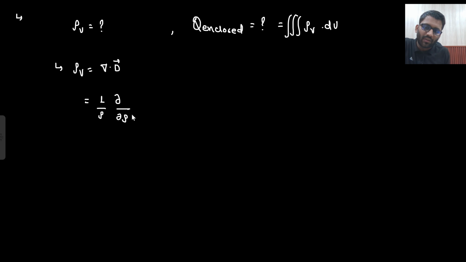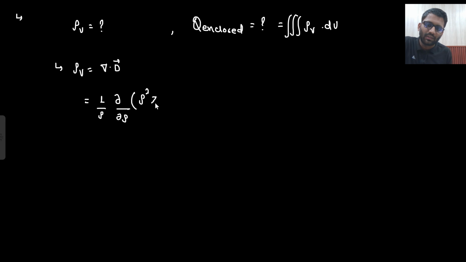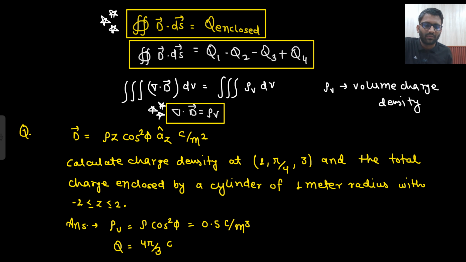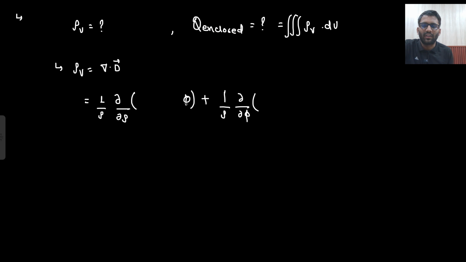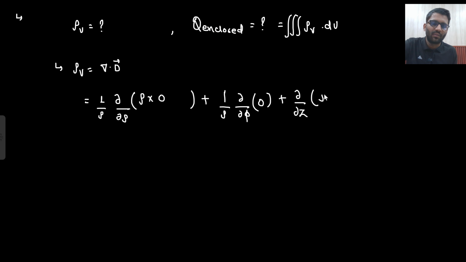I hope till now you must have remembered the formula. 1 by rho into whatever the expression is, rho square z cos square phi, plus 1 by rho del by del phi. Sorry. Here 0 will come, no? Because that was the AZ component. Sorry, blunder from my side. Here also 0 will come. And here del by del z, this will come: rho z cos square phi.